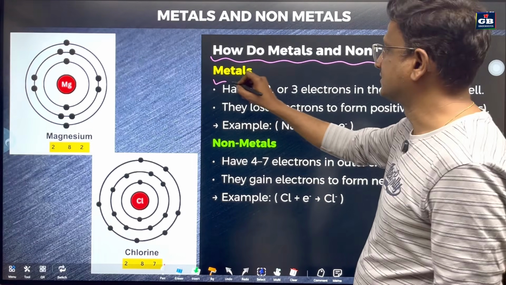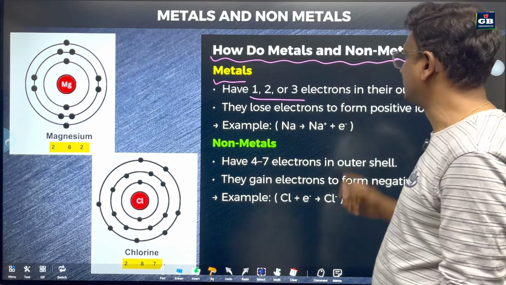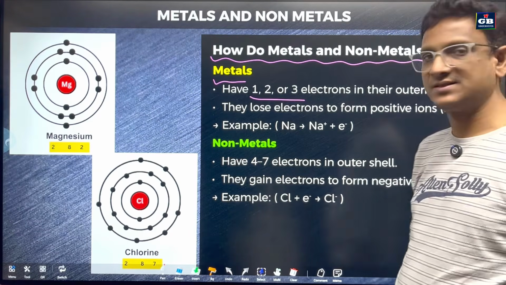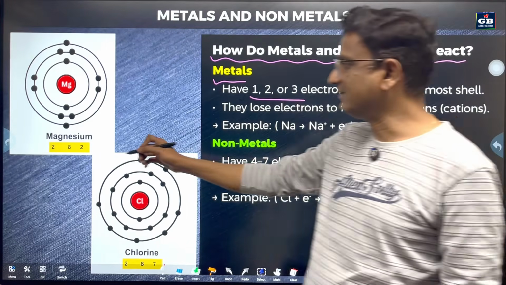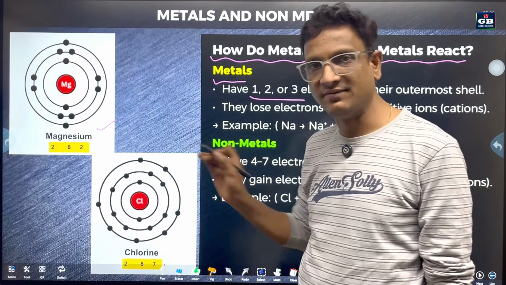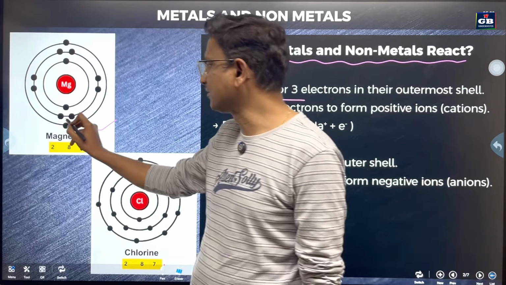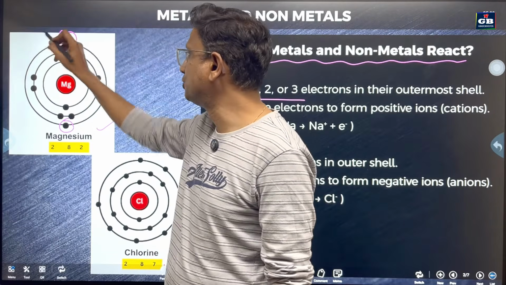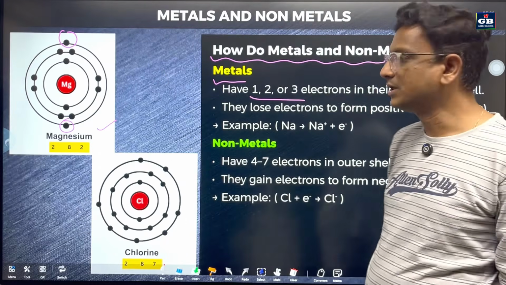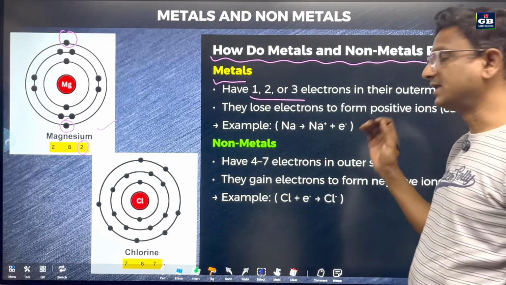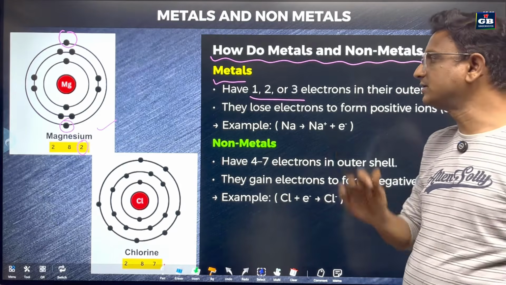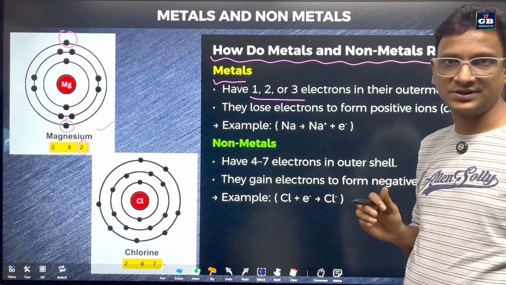Let us look at metals. Metals usually have 1, 2 or 3 electrons in their outermost shells. Here we have an example of magnesium, a metal. Let us see how many electrons are there in the outer shell. 2. Magnesium has 2 electrons in the outer shell. So metals usually have either 1 or 2 or 3 electrons.